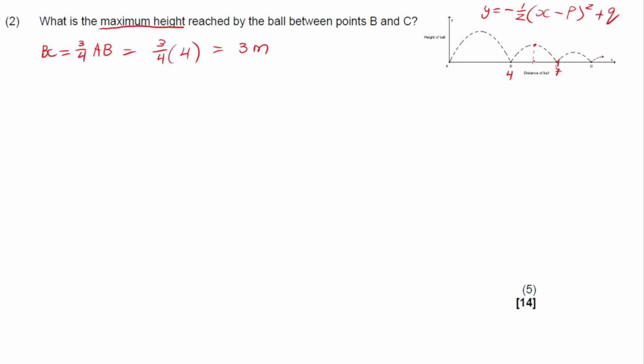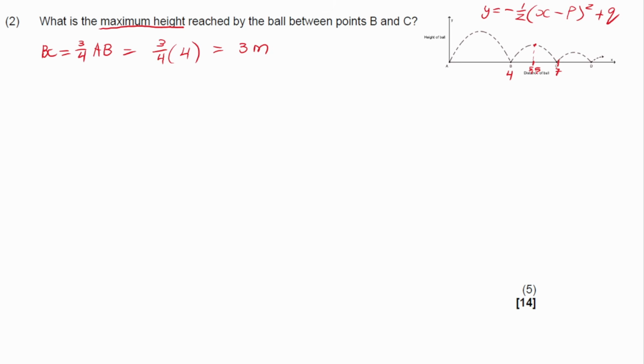And what we know is this maximum height will be halfway between these two x-intercepts. And halfway between these two will be 5,5. Because if the distance is 3, half of that is 1,5. So if you move 1,5 from 4, you end up at 5,5. So now what we know is we actually know p.